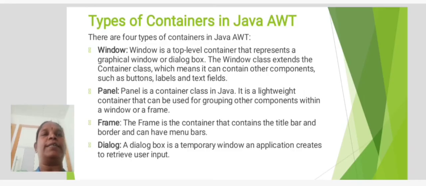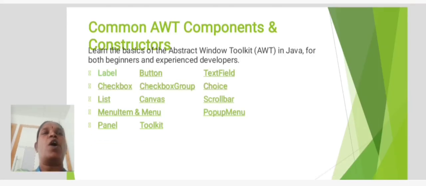The frame is a container that contains a title bar and border and can have a menu bar. A dialog box is a temporary window an application creates to retrieve user input. Common AWT components and constructors. Learn the basics of Abstract Window Toolkit in Java for both beginners and experienced developers. Label, button, text field, checkbox, checkbox group, choice, list, canvas, scroll bar, menu items and menu, pop-up menu, panel and toolkit are the common components of AWT.